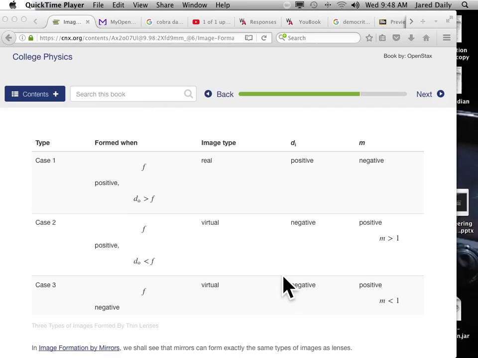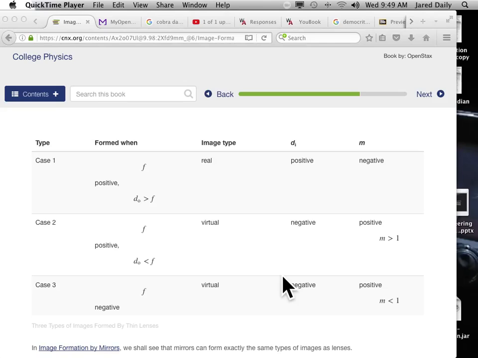So here is a table that tells us something about some of the different situations we can encounter. They put them in the form of a few cases here. Case 1 is when your distance to your object is further away than the focal length, right? You're going to get a real image, and that means DI is going to be positive and magnification is going to be negative. It's going to be flipped over, right?